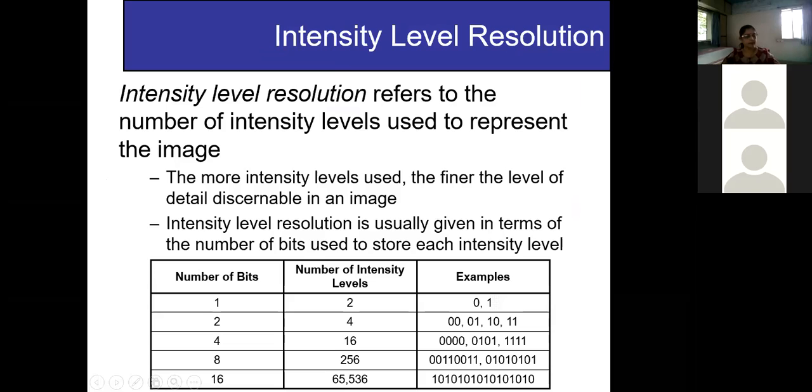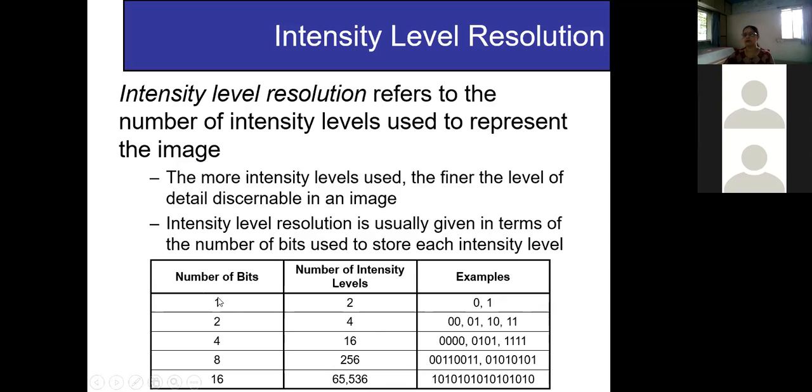Now another term, resolution with respect to images, that is intensity level resolution. So intensity level resolution refers to the number of intensity levels used to represent the image. The more intensity levels used, the finer the level of details discernible in an image. Intensity level resolution is usually given in terms of the number of bits used to store each intensity level. Okay, so if you use more number of bits, more number of intensity levels are available.